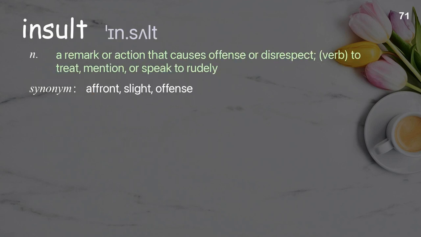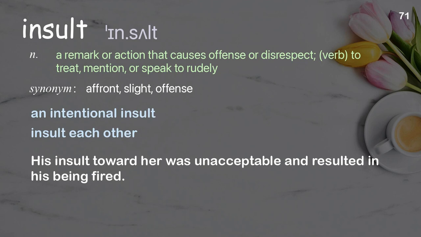Insult. A remark or action that causes offense or disrespect. Verb, to treat, mention, or speak to rudely. Examples. An intentional insult. Insult each other. His insult toward her was unacceptable and resulted in his being fired.